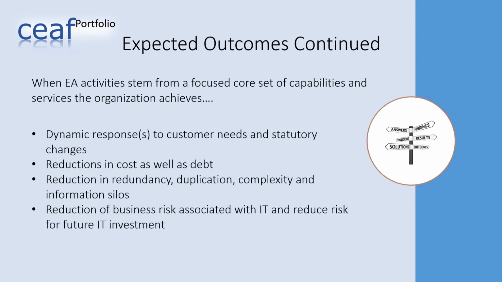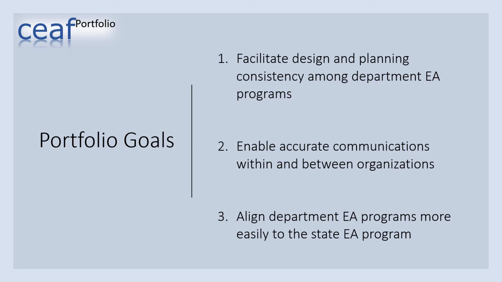Additional outcomes include a more dynamic response to customer needs and statutory changes placing pressure on departments for rapid workstream transformation, reductions in cost and cost of ownership, as well as, at minimum, greater awareness of debt decisions, reduction in redundancy, duplication, complexity, and information silos, resources, and investments, and a reduction of business risk associated with IT and reduced risk for future IT investment. As stated before, enterprise architecture is a key business and technology best practice that enables departments to evolve their capabilities to efficiently and effectively deliver government services.